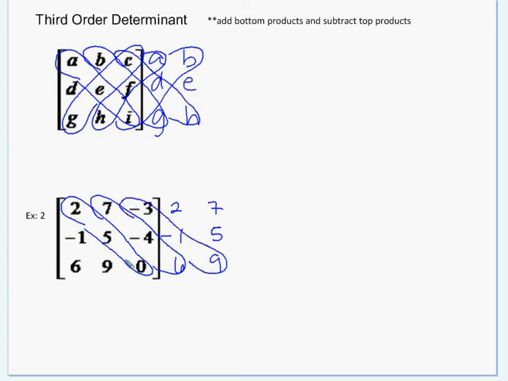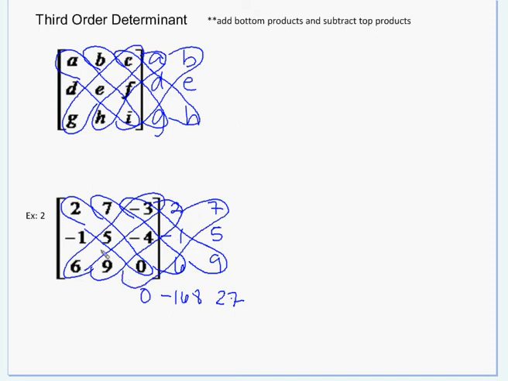So 2, 5, and 0, when I multiply them, gives me 0. 7, negative 4, and 6 will give me a negative 168. Negative 3, negative 1, and 9 gives me a positive 27. Now we're going to create our other diagonals. So we have 6, 5, and negative 3; 9, negative 4, and 2; and 7, 1, negative 1, and 0.